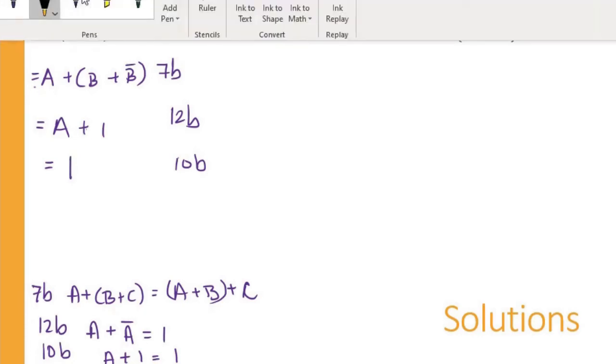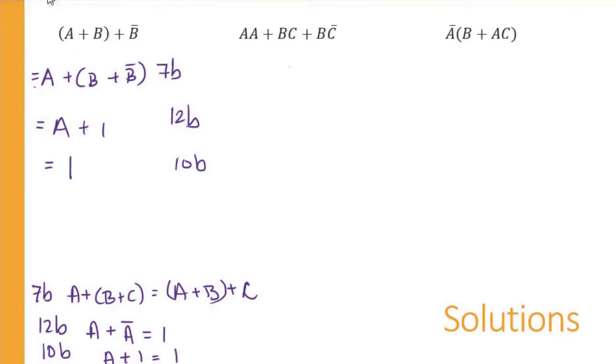Let's try the next one. For this one, I see quite quickly that that looks like something that's redundant. Let's see if there's a rule that applies to it. So it turns out rule 11a tells us that A times A, or A and A, is equal to A. So I can simplify that quite quickly.